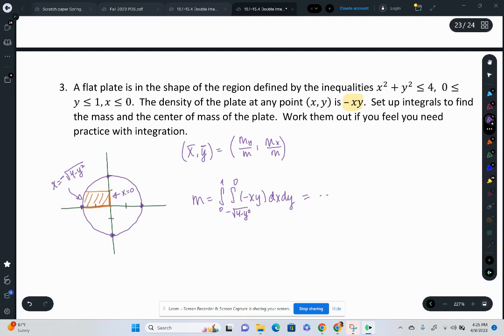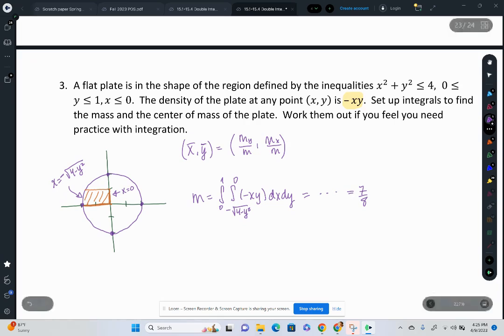So we'll do dx dy in order to find the mass. The mass, after much calculation, is going to be equal to 7/8. See how you do with that one, okay? You'll end up integrating with respect to x, and then you're going to plug in your bounds. And because when you integrate with respect to x, you end up with an x squared, it's going to take care of that square root and things will work out really nicely.